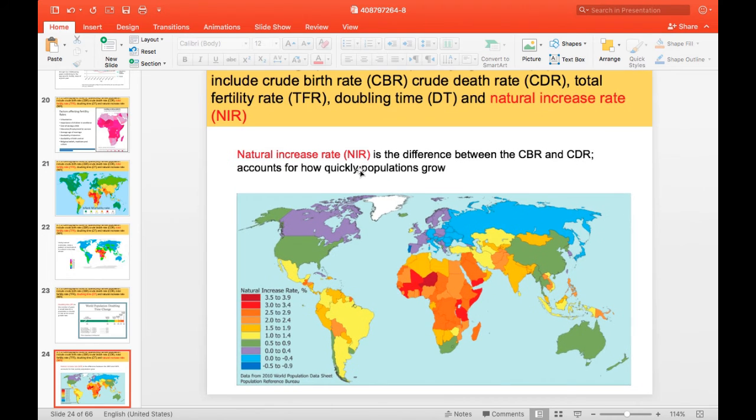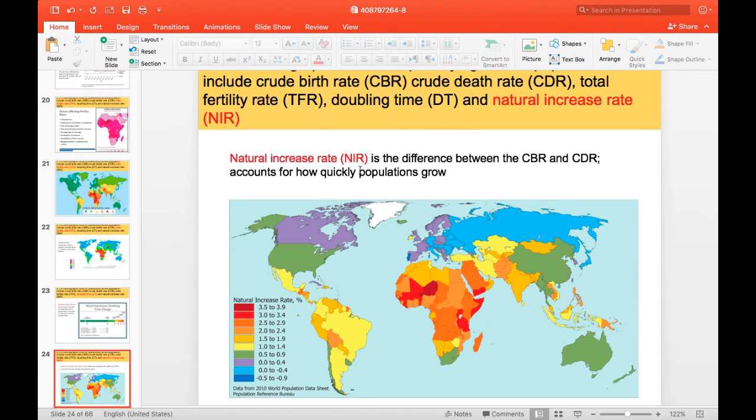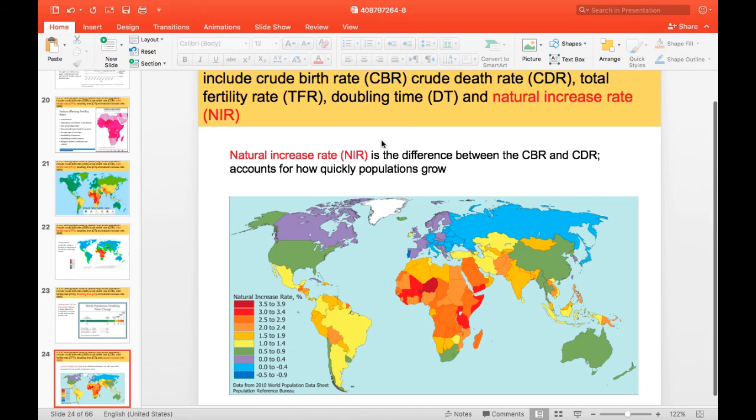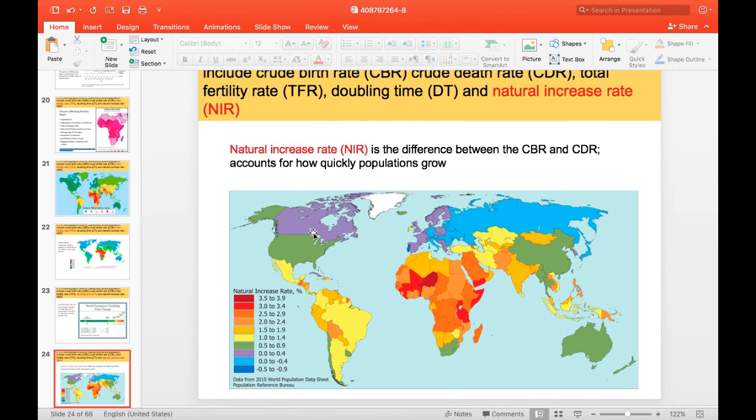Now we're going to talk about natural increase rate. What is natural increase rate? It's the difference between CBR and CDR. It accounts for how quickly the population grows. Why? Because we're taking into account the number of people being born, less the people who are dying or dead. So what do we have in this picture?